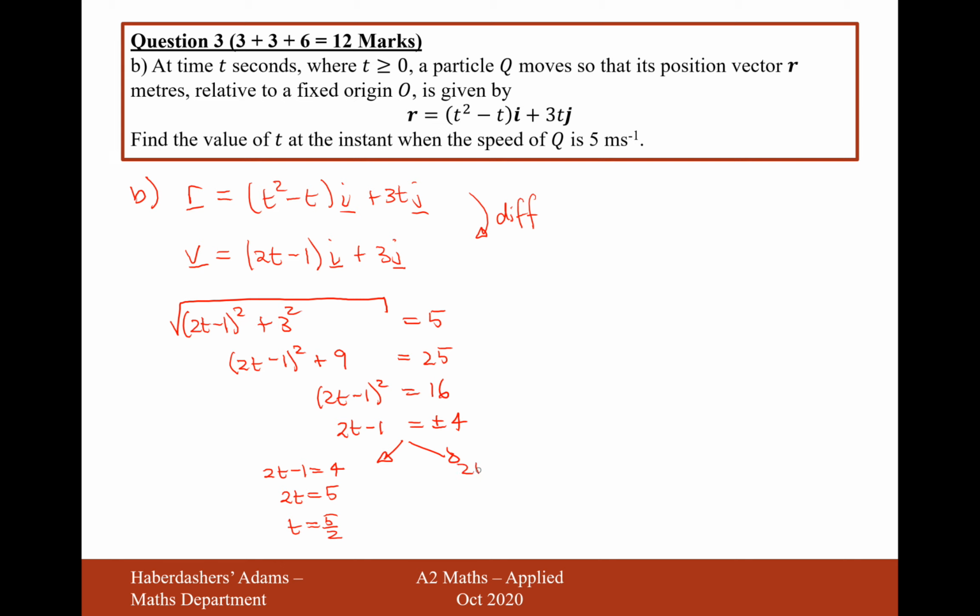Or 2t minus 1 will equal minus 4, in which case if you add 1 to both sides, we're going to get minus 3, and divide by 2. So this is not a valid solution because it's a negative. Not a valid solution. So therefore the answer to part B is going to be 2.5. So there we are, that's the answer for question 3, worth a total of 12 marks there for the third mechanics question. Let's now move on to the fourth mechanics question.